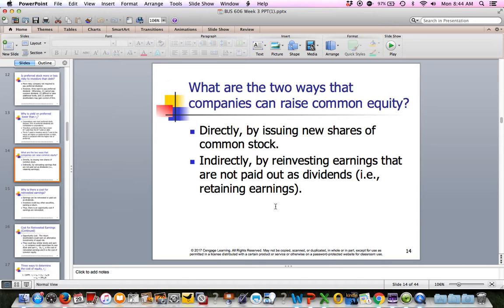Two ways of raising equity: directly by issuing new shares of common stock, and indirectly by just reinvesting your earnings into your company, called retained earnings, by just deciding for a while, let's not pay dividends. Let's just keep our earnings and use that to finance future growth and expansion.